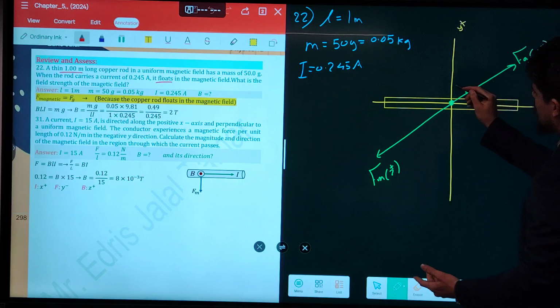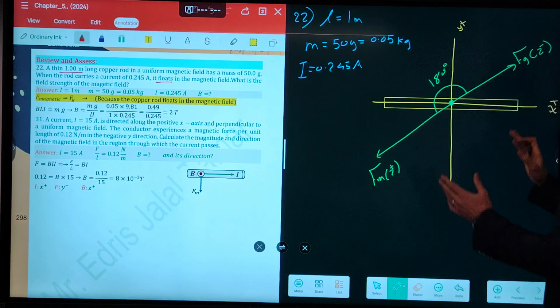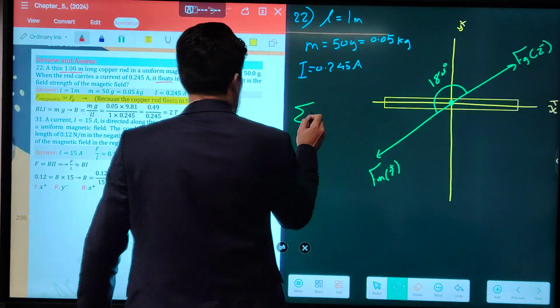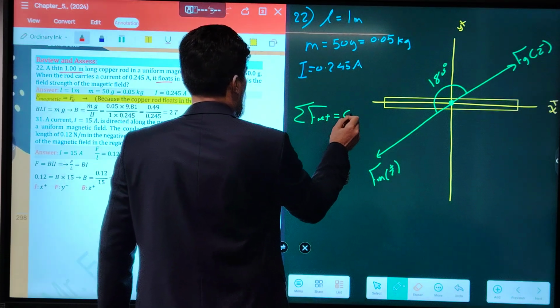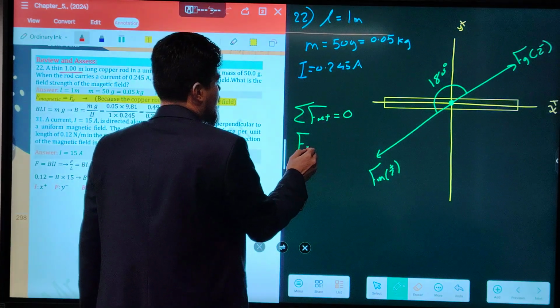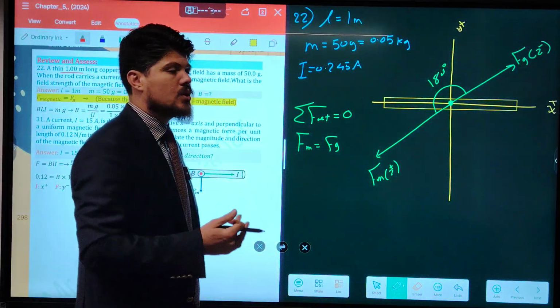How many forces do we have? 2 forces. What is the angle between these 2 forces? 180 degrees. These 2 forces are equal in magnitude but opposite in direction, so the net force becomes 0. If the net force is 0, which one is bigger? Same. Can we say that the magnetic force is equal to Fg? Of course. Fm is equal to Fg.